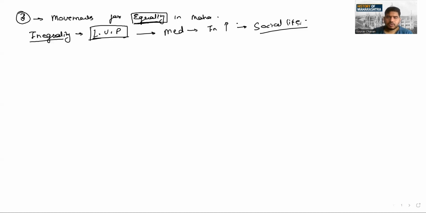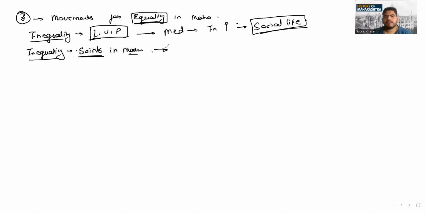So in order to tackle all these things, the equality movement started in India. This particular movement was started initially with the help of saints in Maharashtra, because we are concerned with Maharashtra, so we are focusing there.